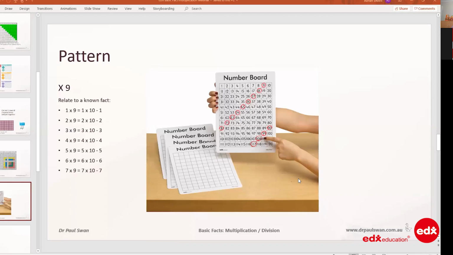If you add those digits, like 18, 1 and 8 is 9. If you add 27, 2 and 7 is 9. If you add 3 and 6, 3 and 6 is 9. So for any of the 9 times table, the pattern has to continue that the digits add to 9.